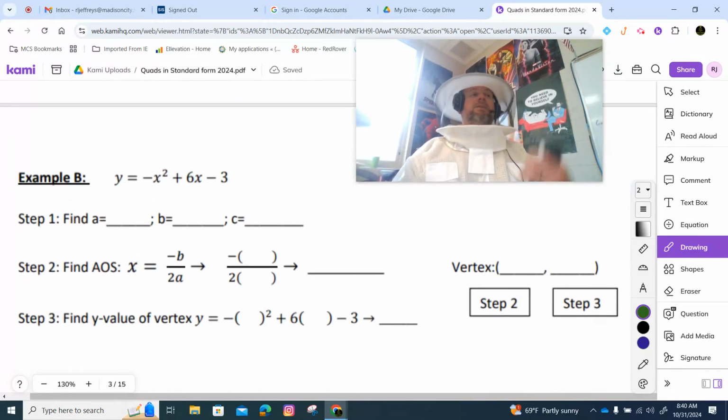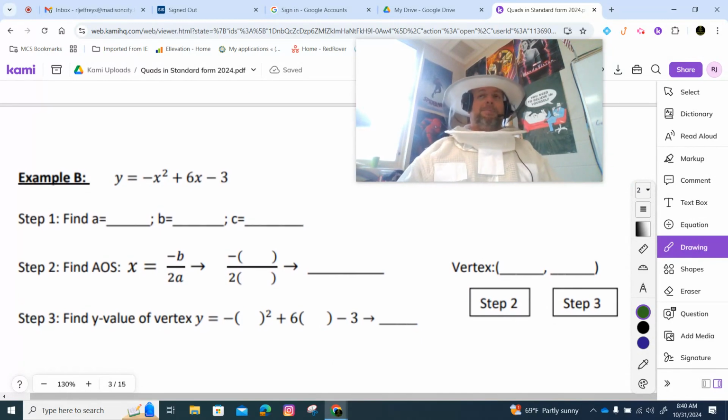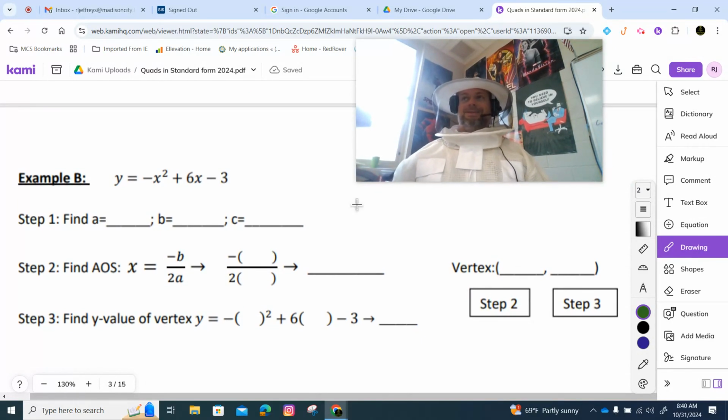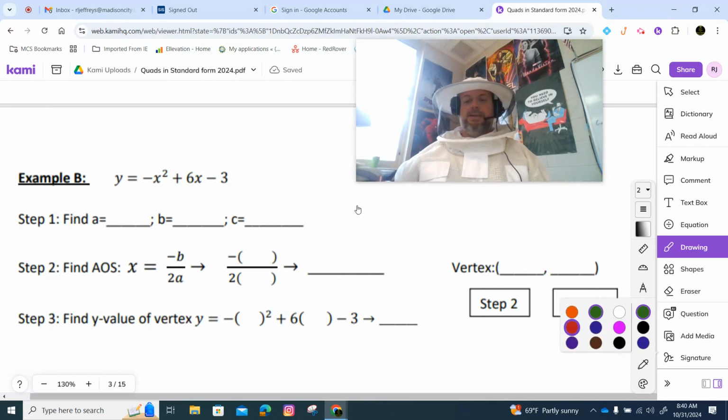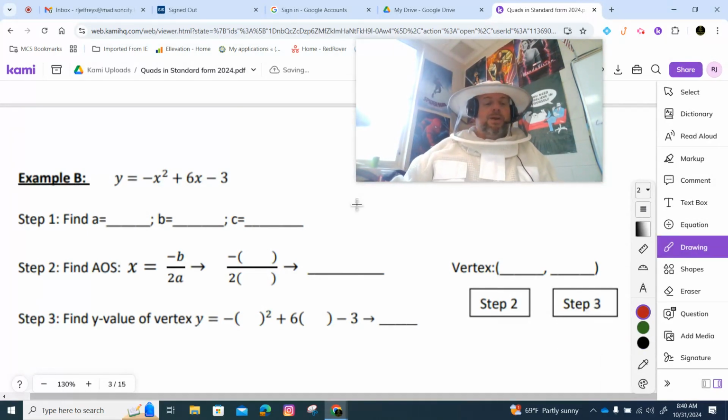All right. So let's look at example B. For example B, we have to find our A, B, and C again. What is A? -1. What is B? 6. And C is -3.